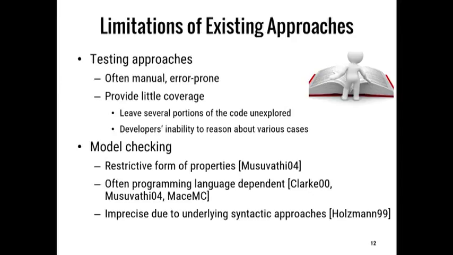The other approach involves model checking the implementation. What it does is model check your implementation and try to explore every state of the implementation, to see whether your requirement is satisfied in all reachable states. But all the existing approaches fall short for some reasons. Some of them require very restrictive forms of properties, while some are very programming language dependent. And some approaches are very imprecise because of their underlying syntactic approach.